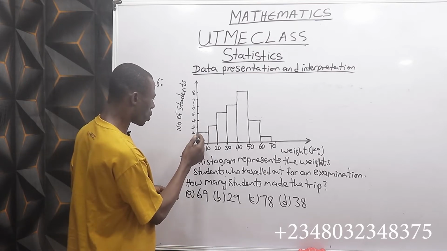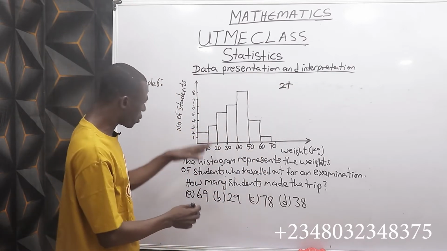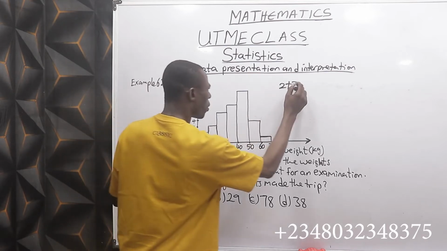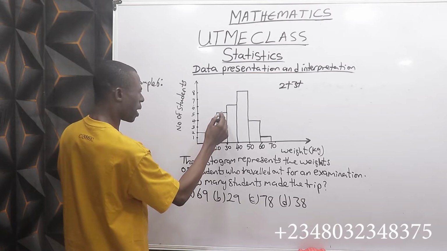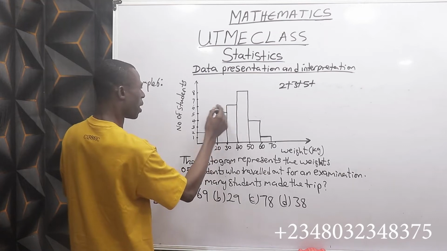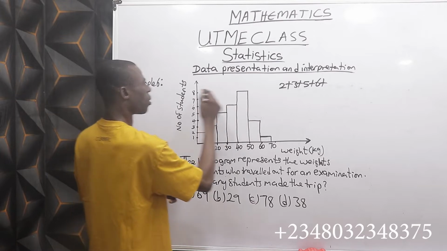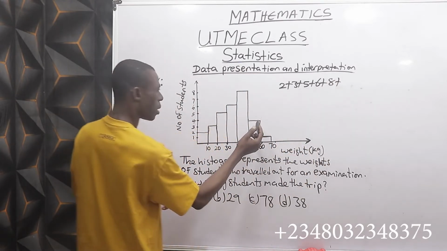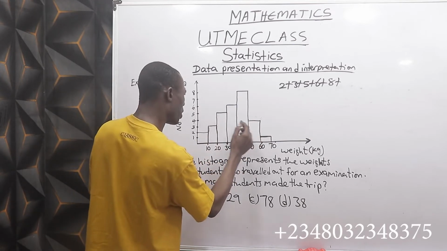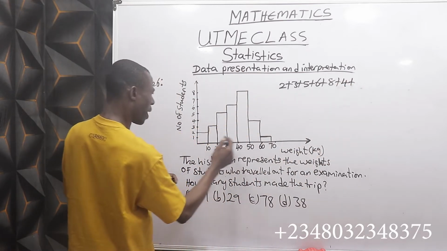This first bar tallies with 2. You write 2 plus. You want to know the total number of students that made the trip. Head of this bar on 3, plus 3, plus head of this bar on 5, plus 5, the head of this bar on 6, plus head of this on 8, plus head of this. I take it step by step like that. So the head of this against 4, plus head of this against 1.